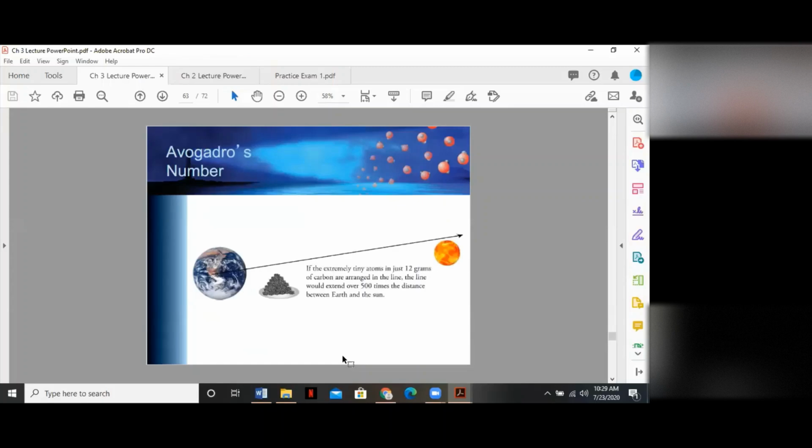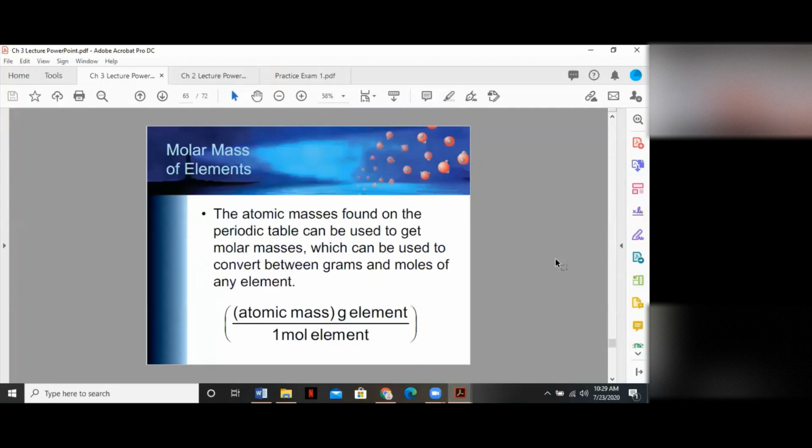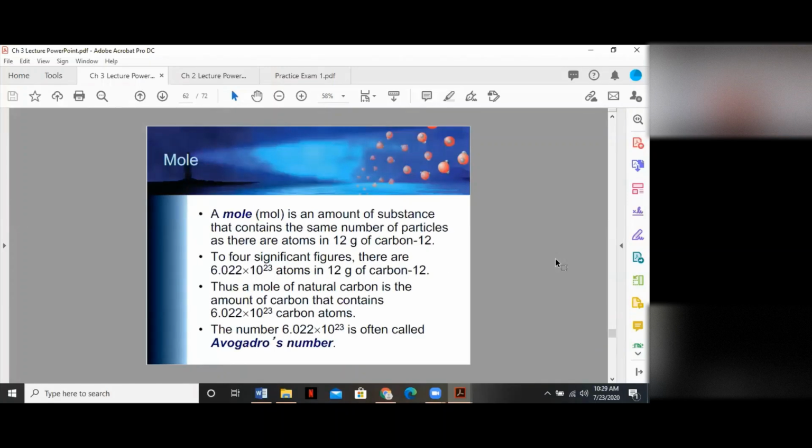So if I take 1 mole of carbon, which weighs 12.011 grams based on the periodic table, or 1 mole of magnesium, which weighs 24, or oxygen, which weighs 15.9, any of these elements will always have the same number of atoms of that element, which is 6.022 times 10 to the 23rd.